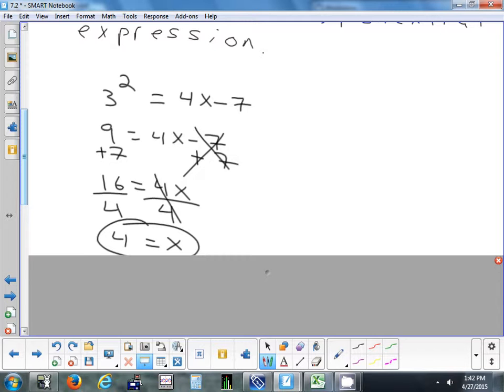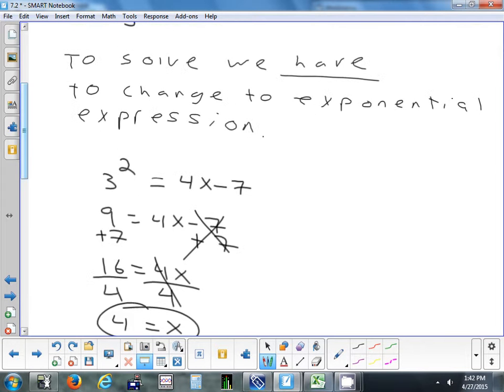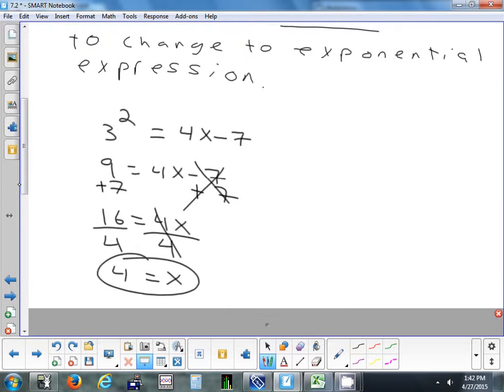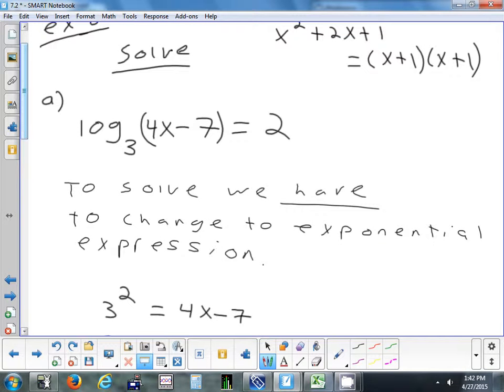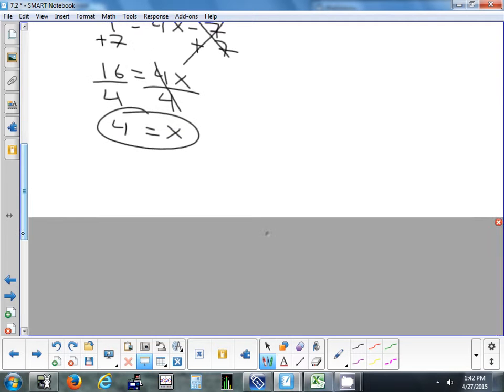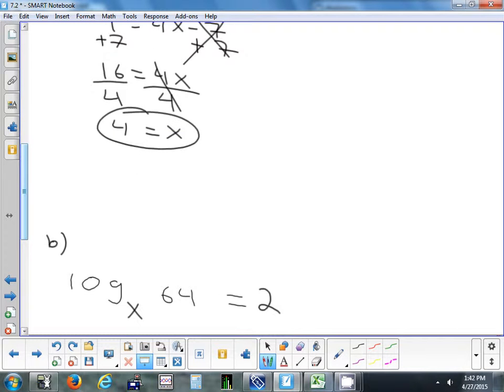X equals 4. So once you change it from log form to exponential, it's all Algebra 1 from here. Very, very basic Algebra 1. Any questions on that? All right, so in that one, you had your variable in the argument. The next one, the variable's in the base. Still going to start out the same way.